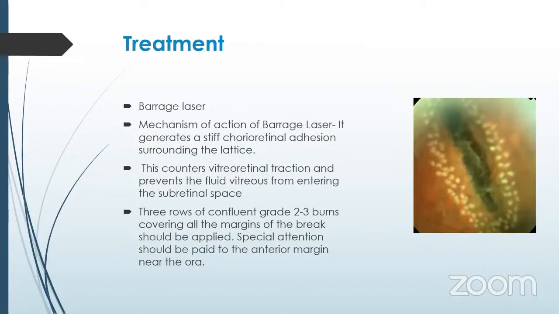Now, treatment of it is barrage laser. The mechanism of action of barrage laser, we already know, is that it generates a stiff chorioretinal adhesion surrounding the lattice, as well as countering the vitreoretinal traction and preventing fluid from the vitreous from entering the subretinal space. We usually give 3 rows of confluent grade 2 to 3 burns covering all the margins of the break, and special attention should be paid to the anterior margin near the ora.